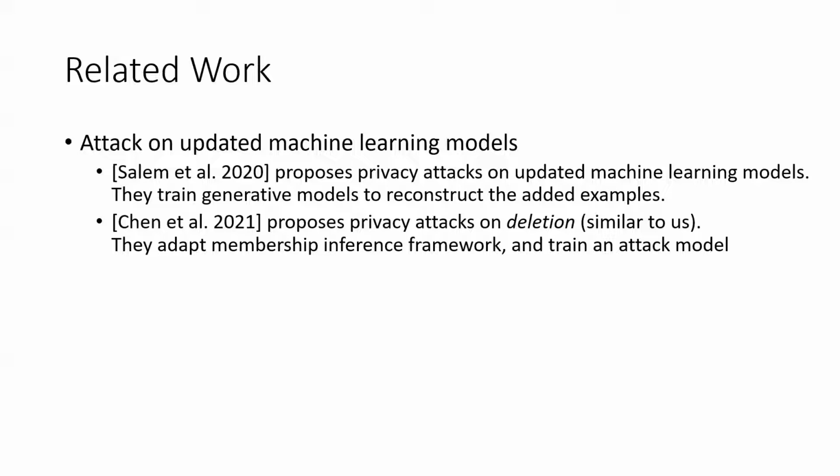A concurrent work, Chen et al. 2021, proposed a privacy attack on deletion. They adapt the membership inference framework by training an attack model from the output on the two models before and after deletion to infer whether an example is deleted.